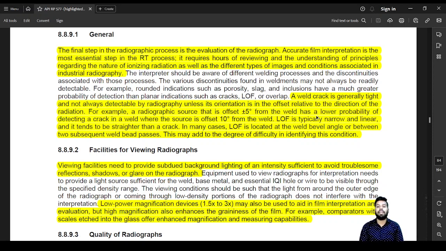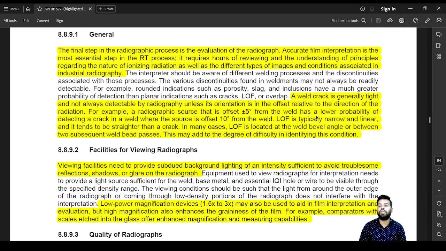A weld crack is generally tight and not always detectable by radiograph unless its orientation is offset relative to the direction of the radiation. So radiography is not the world's best technique to identify cracks, unless you are getting a good orientation. Transverse cracks are generally much more easily seen than longitudinal cracks. For example, a radiographic source that is offset plus or minus 5 degrees from the weld has a lower probability of detecting a crack than one where the source is offset 10 degrees from the weld.